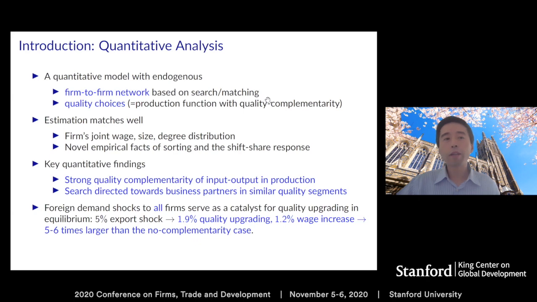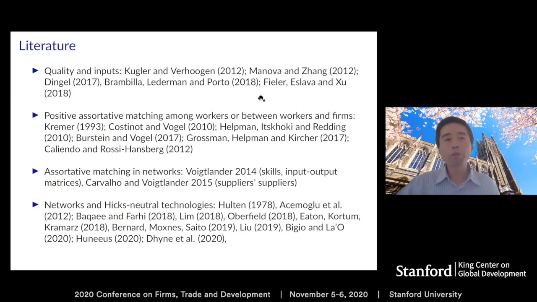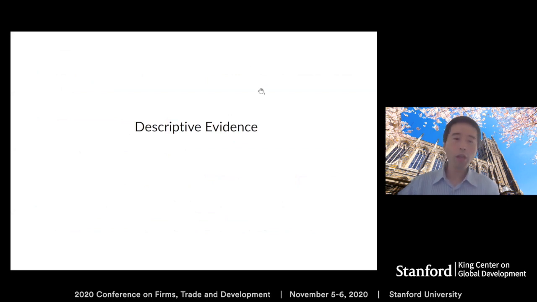Okay, so the paper's really connected to a large literature, including quality and inputs in international trade and development. It relates to the big literature about the matching among workers and between workers and firms, and also the fast-growing network literature using firm-to-firm data. But so far, most of them are still in a setting with Hicks-neutral technology. And we're bringing complementarity to the table and embedding it into these networks.